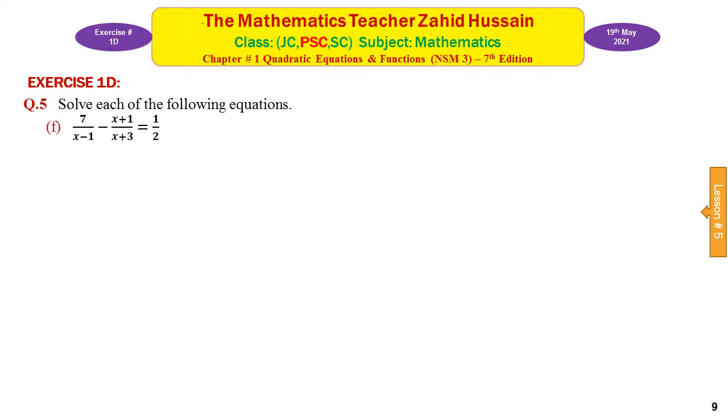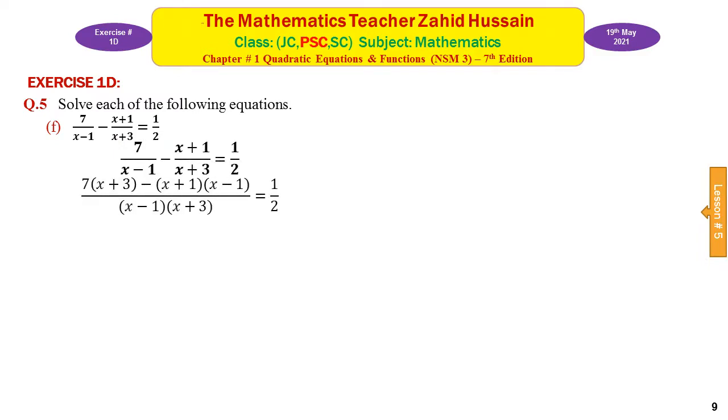F part of this. Again, there are two fractions on the left hand side, and there is a subtraction of these two fractions and one fraction on right hand side. So we will take the LCM of these two fractions because none of the denominators can be factorized, and there is no common factor. So x minus 1 into x plus 3 is the LCM.